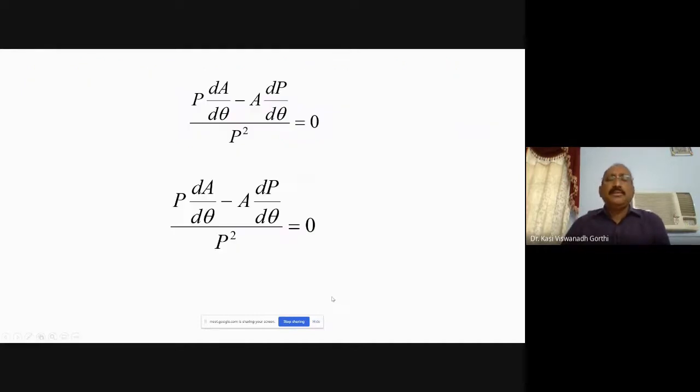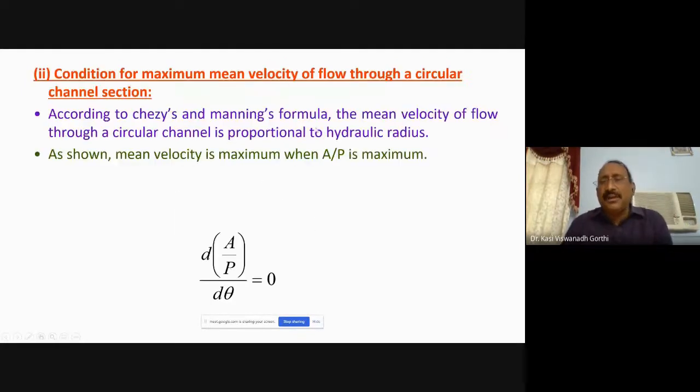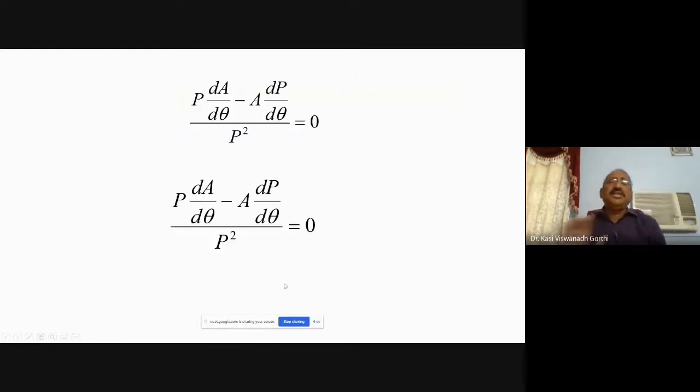According to Chezy's and Manning's formula, the mean velocity of flow through the circular channel is proportional to the hydraulic radius A by P. So you have A by P, d by d theta of A by P must be equal to 0. So the condition for the maximum value of A by P will be differential with respect to theta and equating it to 0. So d by d theta of A by P must be equal to 0, or (P dA by d theta minus A dP by d theta) by P square must be equal to 0.